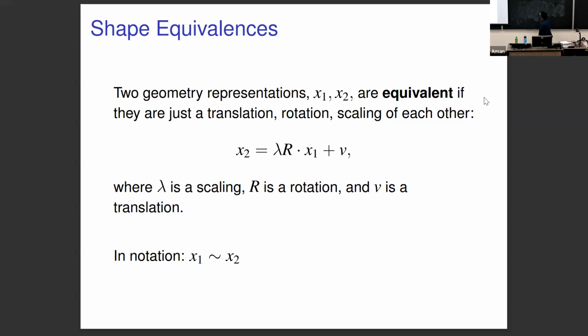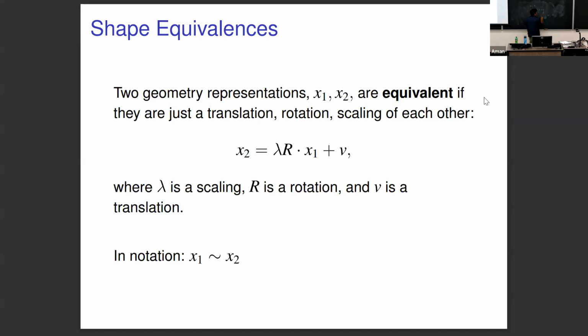So it essentially just means that shapes x1 and x2 are equivalent to each other if they are just translations, scalings, or rotations of the other shape. If x2 is just a rotated version of x1, it's the same shape, so equivalent. This is what we have been discussing so far. So essentially what should happen is that x2 should be lambda times rotation times x1 plus v.